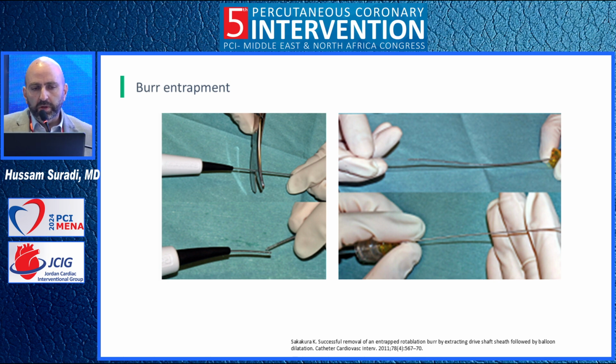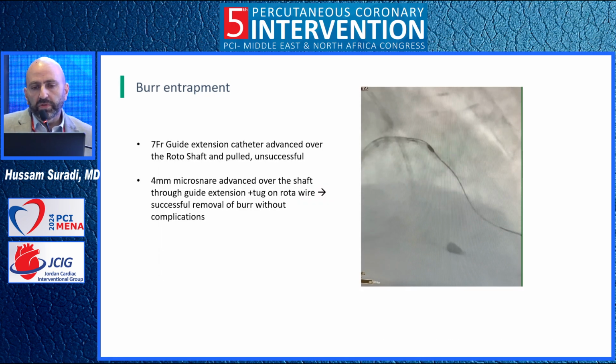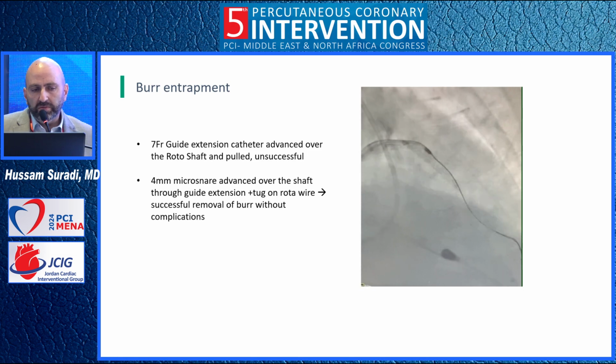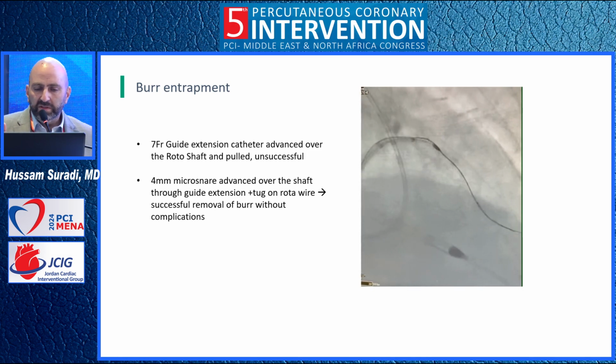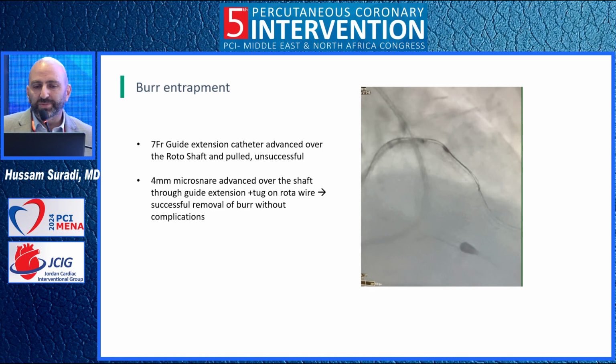So what we ended up doing is basically we wanted to advance a guide extension over the rota shaft. The way you do it is you cut the rota drive shaft just distal to the advancer. You take the sheath out, so now you're left with the rota floppy wire, which is inside the rota sheath. And then over that, you advance the guide extension. I used the 7 French in this case. I advanced it as far as possible to get it close to the burr. Even with a lot of pulling, it would not come back. It was just stuck in there.